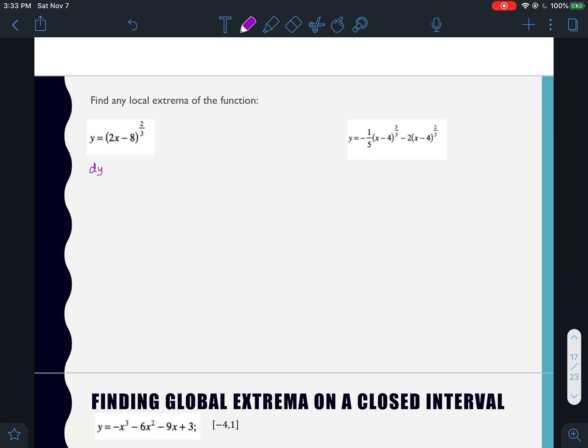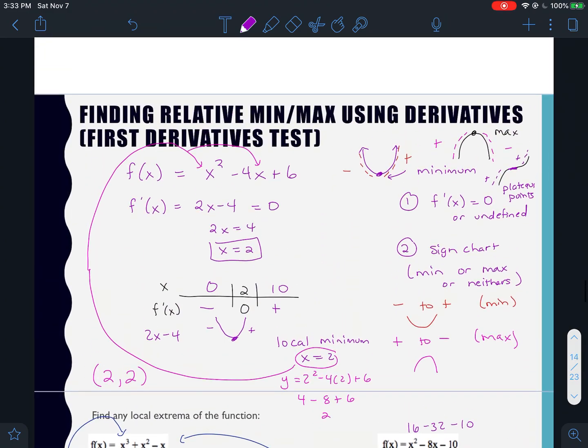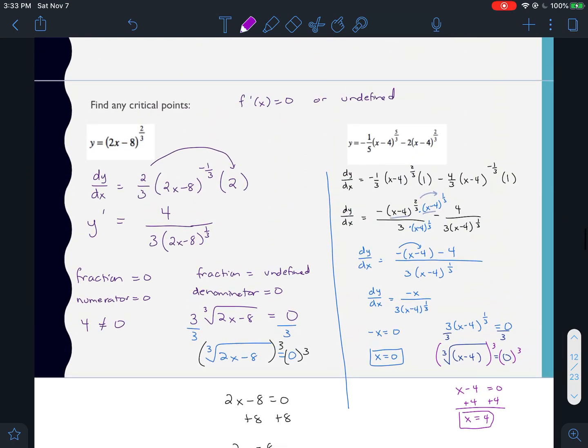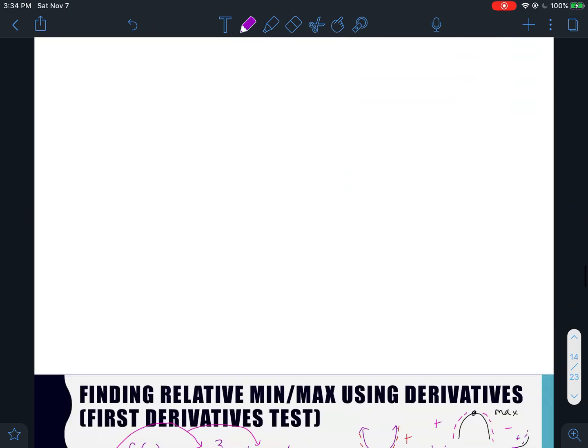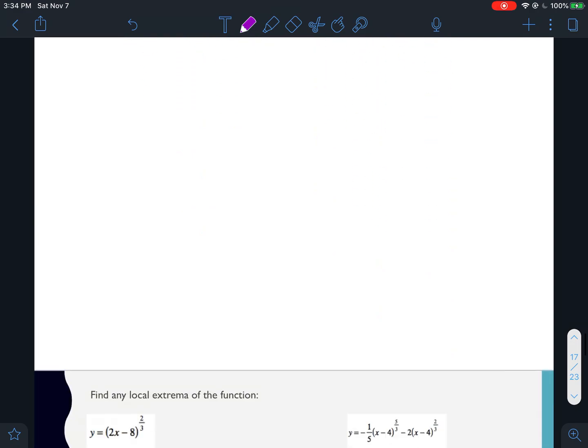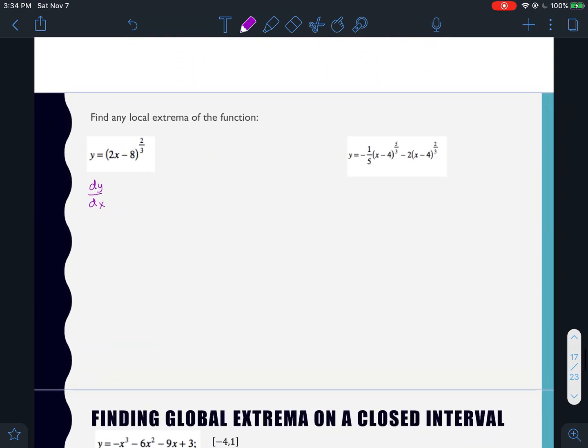All right. We already found where these functions would have local extrema. So we found earlier where the derivative was equal to 0 or undefined. So I'm just going to scroll back up and figure out where we found our local mins and local maxes, or sorry, where we found our critical numbers. So for the first one, we have a critical number when x is equal to 4. So let's scroll back down.